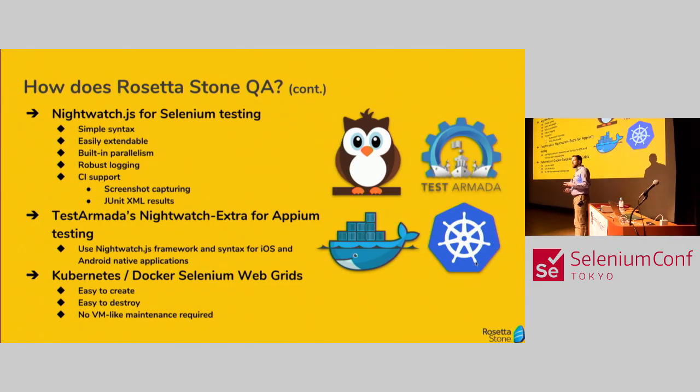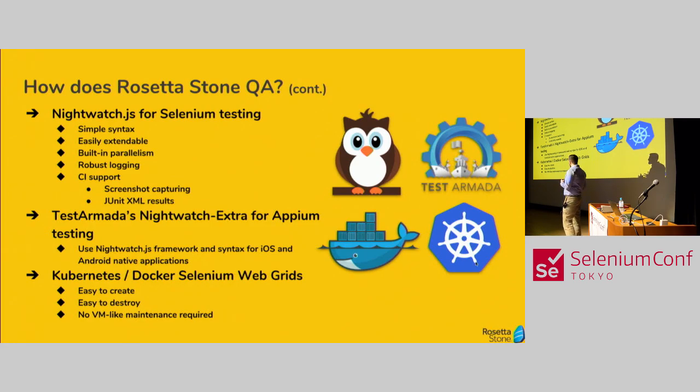In addition to Jenkins, some of our other tools that we use are Nightwatch.JS for Selenium. We switched from RSpec to Nightwatch about 2 years ago. The reason being the simpler syntax made it much easier for people to start using automation. Manual testers could just jump right in and use that syntax, and there was less of a hurdle there. It's also easily extendable, so you can add custom commands, custom assertions, and use those widely throughout your test suite. It also has cool built-in CI features like parallelism, screenshot capturing, and XML results.